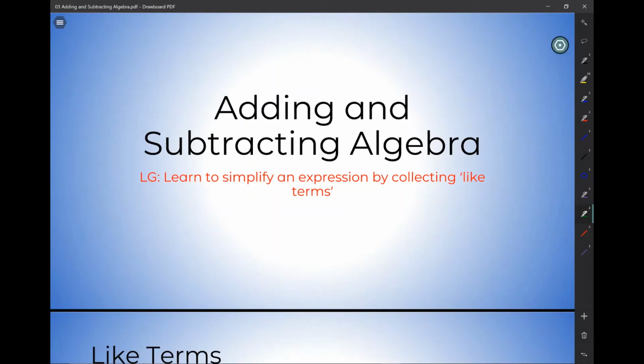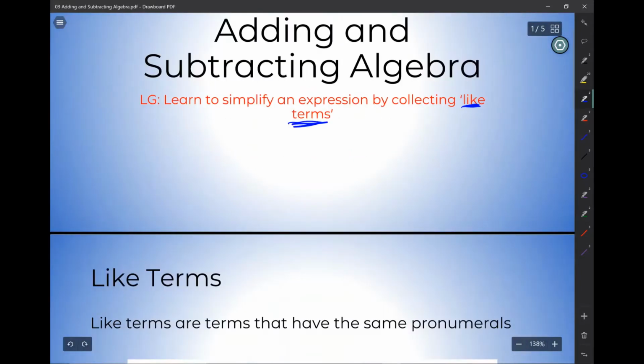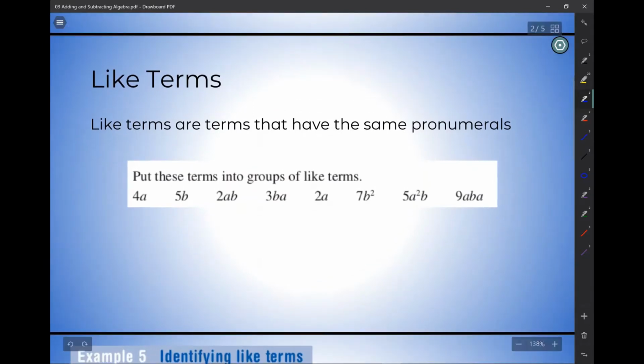Our lesson today is going to be about adding and subtracting algebra. And specifically, what we're talking about is looking for these things called like terms. So we'll start out by just looking quickly at what are like terms. Now, the important thing when we're talking about like terms is that we look for the same pronumeral, or we look for the same letters.